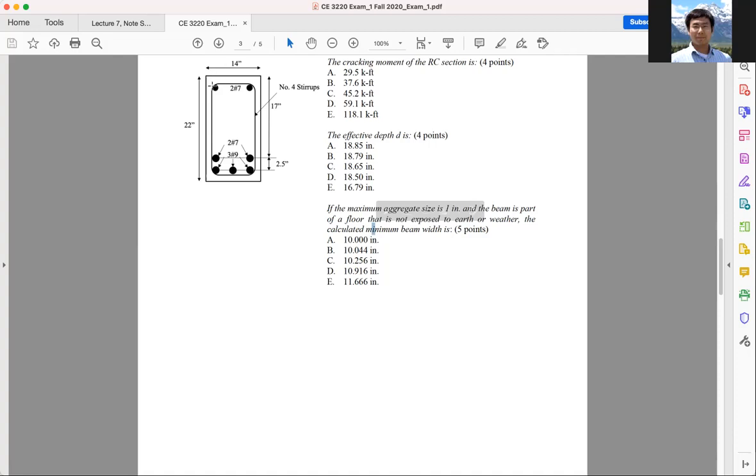So I'm looking at the minimum beam width here, which is 14 inches given, but what is the minimum number? So how do I calculate? I do the spacing of these, clear spacing and bar spacing, bar size, and get this number calculated. And if you're lazy, you see what? I'm gonna use table A5.